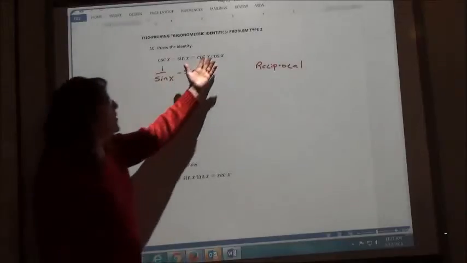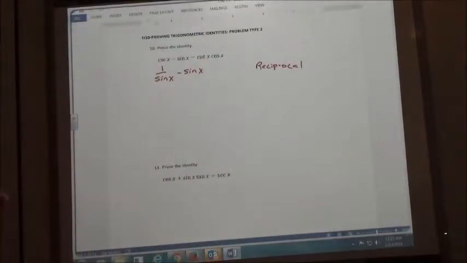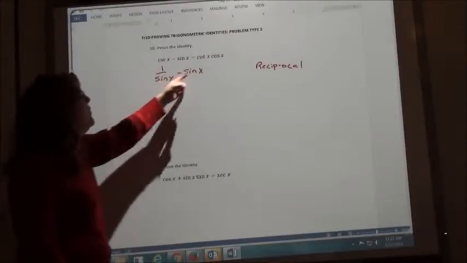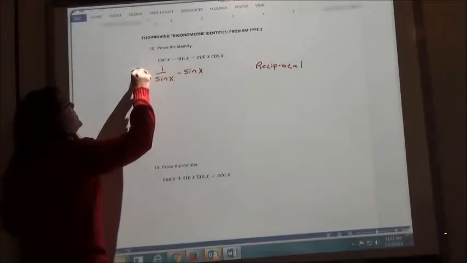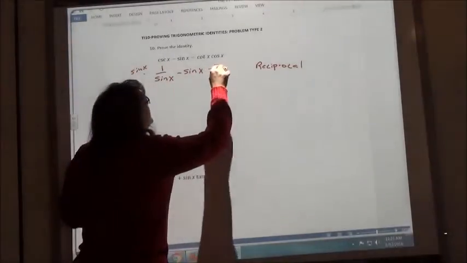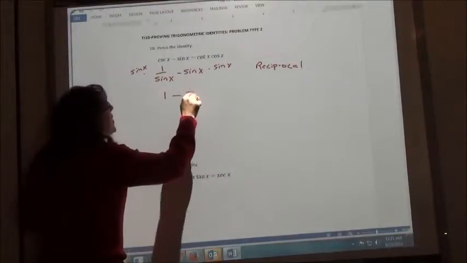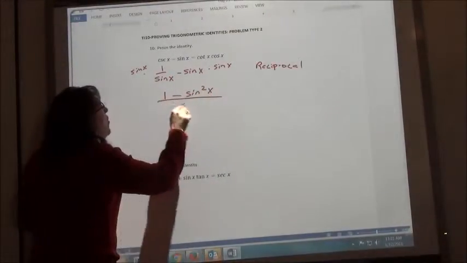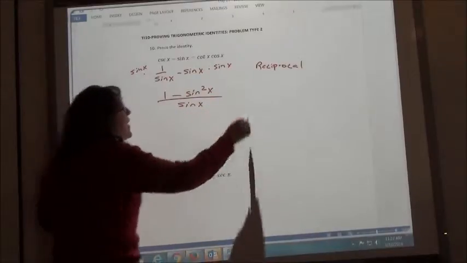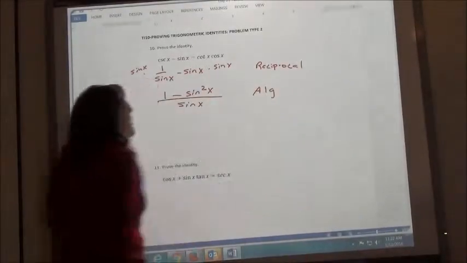And then I look at that and say, geez, I want to put that together into one thing because I don't have the subtraction in there anymore. So I have to go ahead and find my common denominator and make this into one fraction. My common denominator is sine of x, so if I take this times sine of x and this times sine of x, I'm going to get 1 minus sine squared of x over the sine of x. And there, I just basically did algebra.